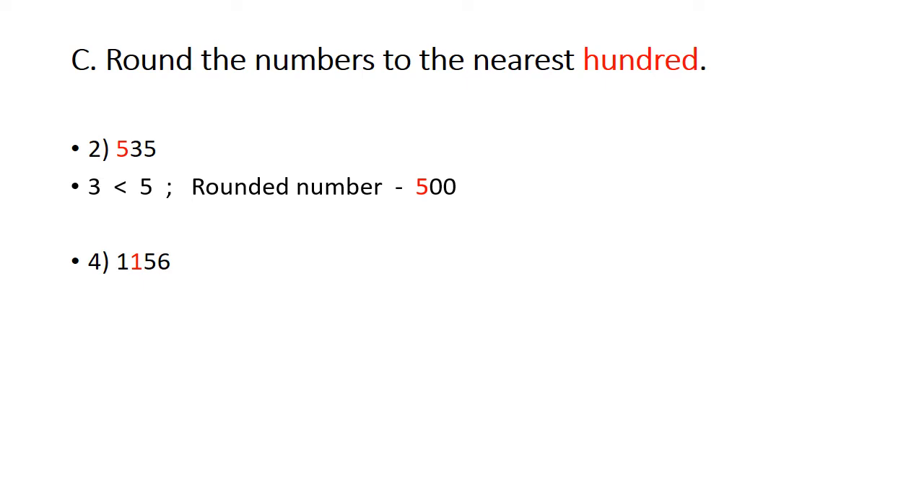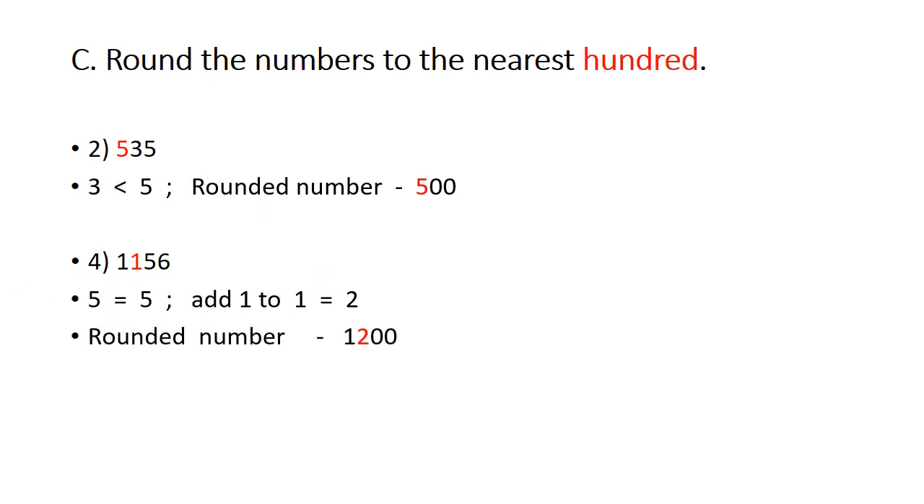Next question is 1156. You have to round off this number to hundreds place. Identify the digit at hundreds place. It is 1. Observe the next digit. It is 5. 5 is equal to 5. You have to compare the next digit 5 with 5. If it is equal to 5, what does the rule say? You have to add 1 to hundreds place. Add 1 to 1, it is 2. What is your rounded number? Your rounded number is 1200.